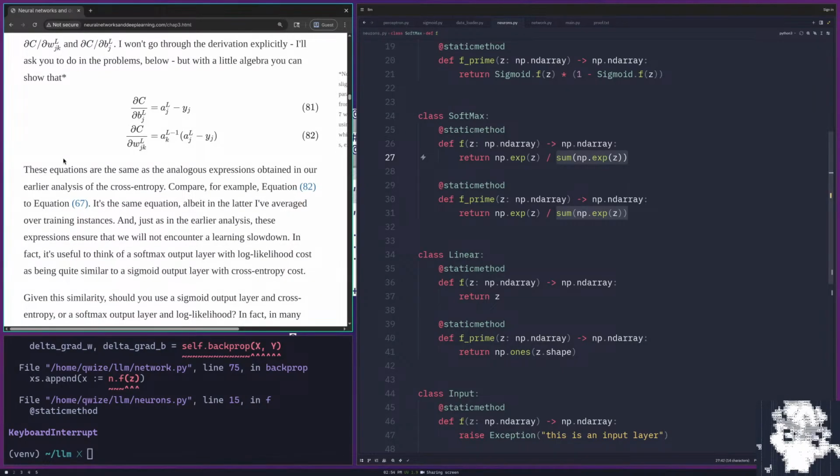These equations are the same as the analogous expressions obtained in our earlier analysis of cross entropy. Compare, for example, equation 82 to equation 67. It's the same equation, albeit in the latter I've averaged over training instances. And just as in the earlier analysis, these expressions ensure that we will not encounter learning slowdown. In fact, it's useful to think of a softmax output layer with a log likelihood cost as being quite similar to a sigmoid output layer with a cross entropy cost.